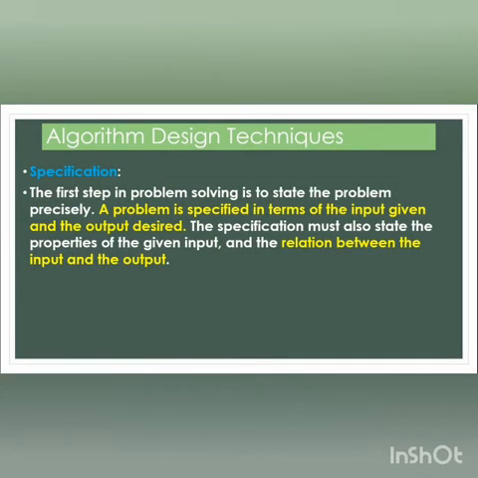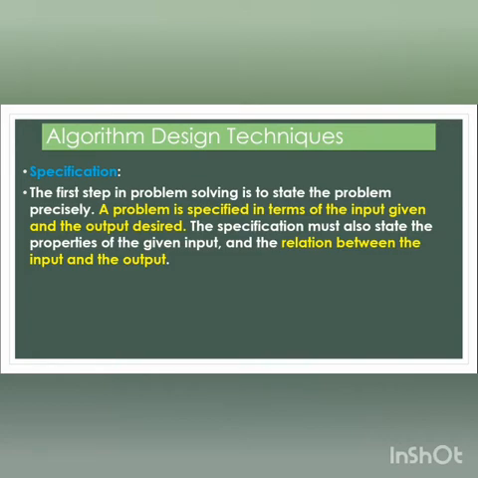The first step in problem solving is to state the problem precisely. So, to solve a problem, first we must state the problem clearly and precisely. Precisely in the sense that we have to specify the problem shortly and exactly. A problem is specified in terms of the input given and the output desired. So, while analyzing the problem itself, we can identify what inputs are required and what our desired output is. The specification must also state the properties of the given input and the relation between the input and the output.